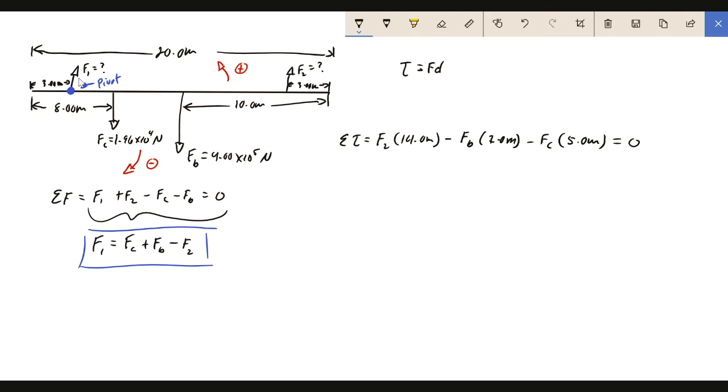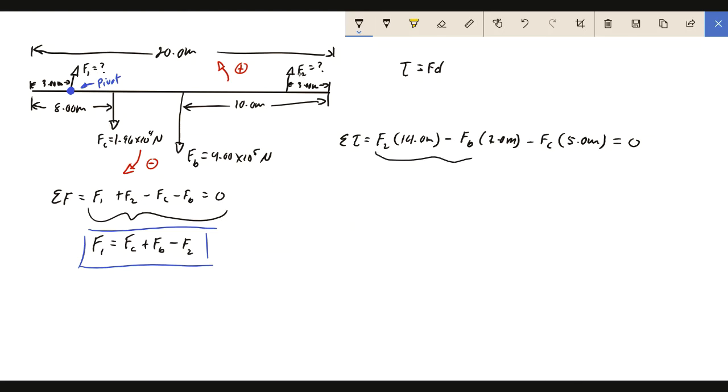Now, I don't have to worry about F1 causing a torque because it's at the pivot point. So I've eliminated F1 as one of the options for causing a torque. If I had put the pivot point here on F2, then I would have eliminated F2 as a force that would cause a torque. My lever arms would change, but I'd still end up with the same solution. I would still be able to find what F1 and F2 are equal to.